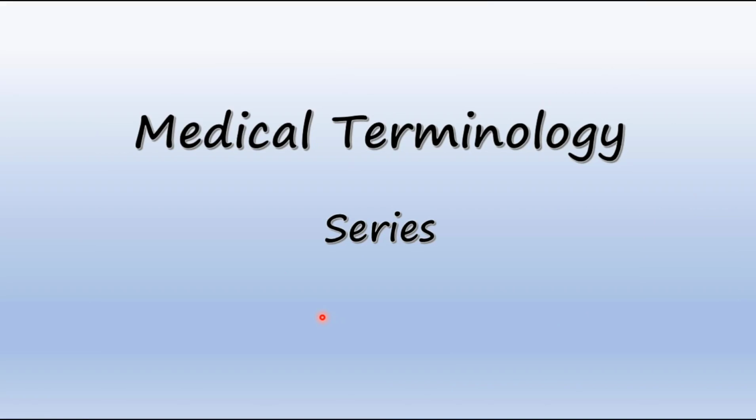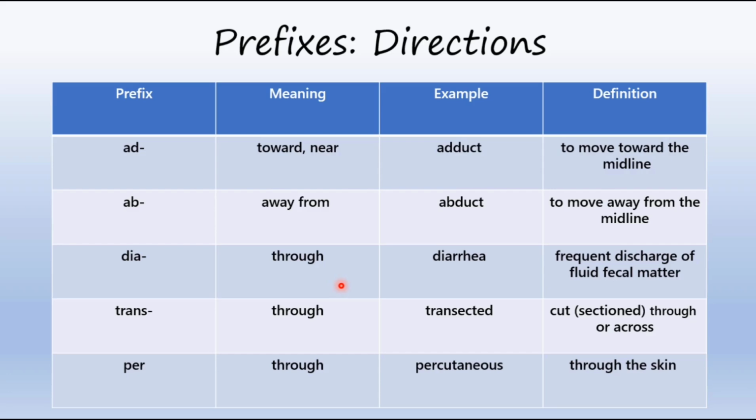In today's video, we are going to focus on 5 powerful prefixes that describe direction and movement in medical language. These are very common in anatomy, surgery, and diagnosis. You can see these prefixes in this table, and we are going to talk about each of them in next slides.